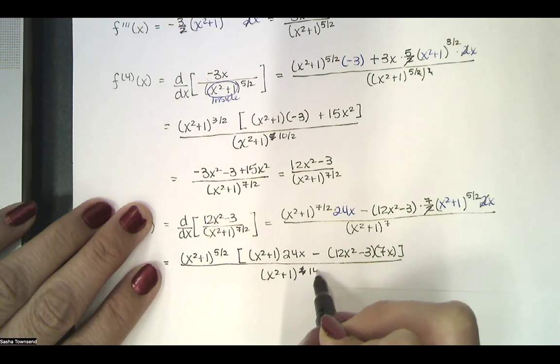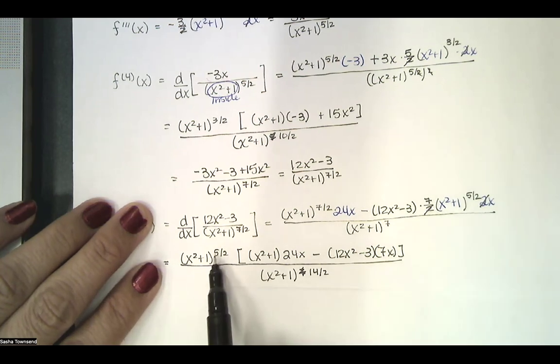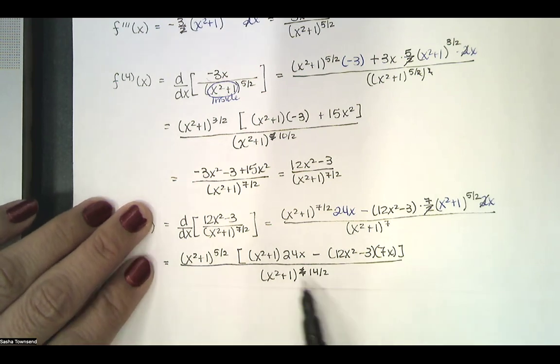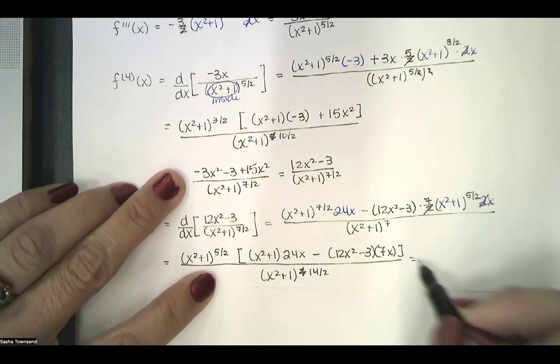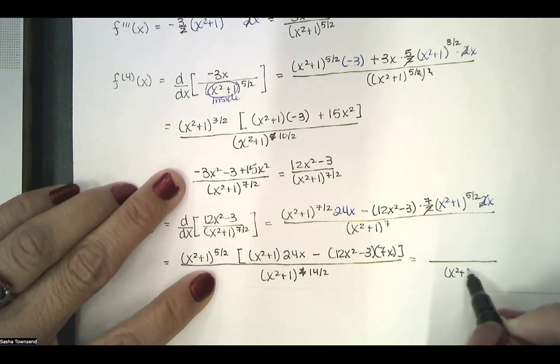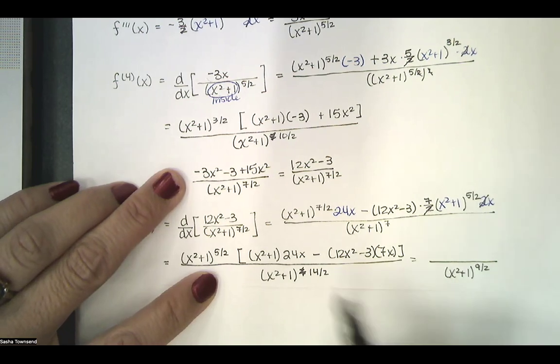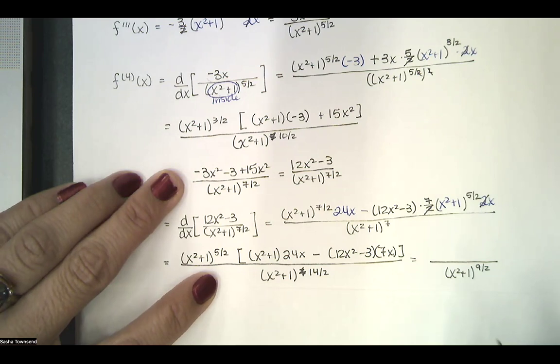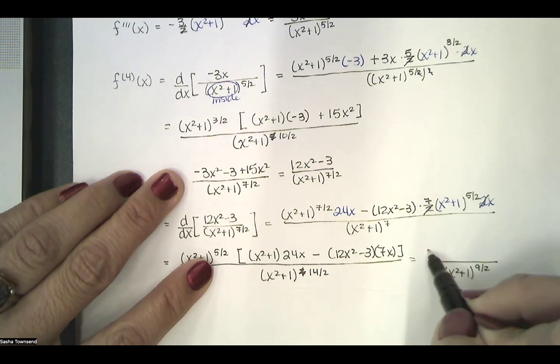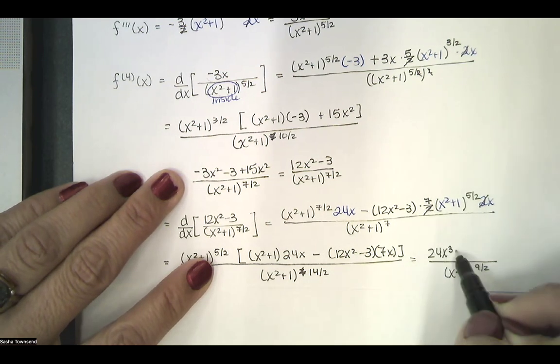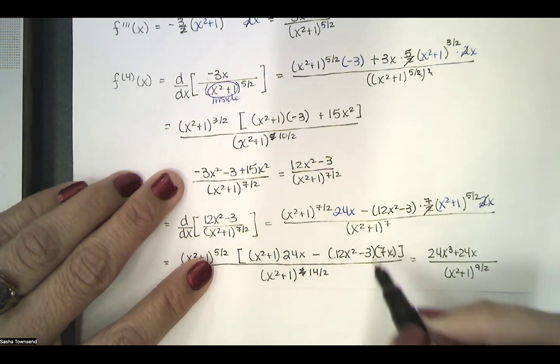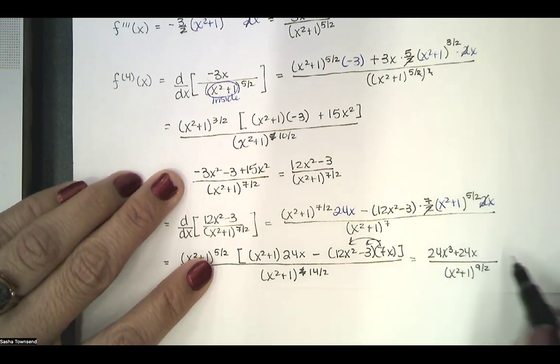Or if you want, you can call that 14/2. And then 5/2 minus 14/2 is going to give us a negative 9/2. So we'll put an x squared plus 1 to the 9/2 in the denominator. And then we can distribute in the numerator. So we're going to have 24x cubed plus 24x. And then we have to distribute the 7x there as well.